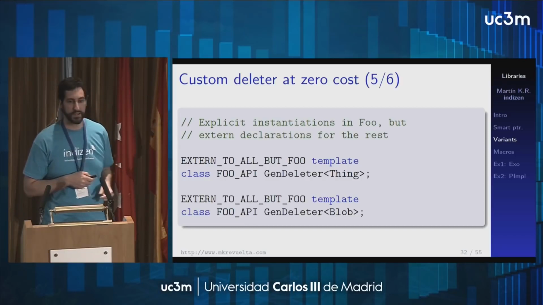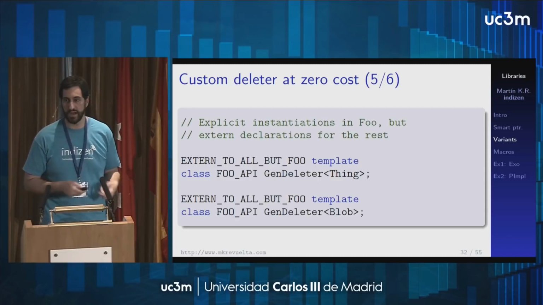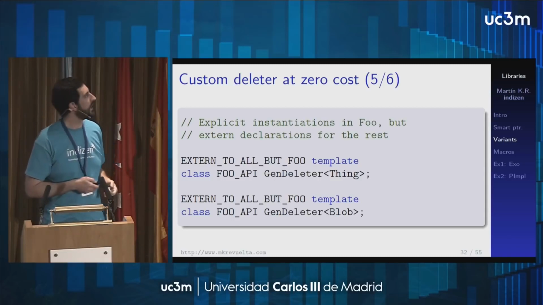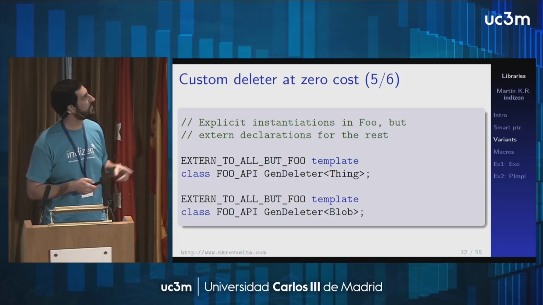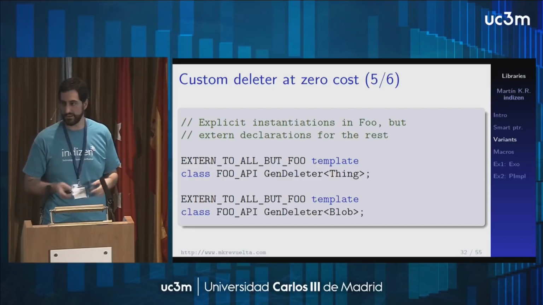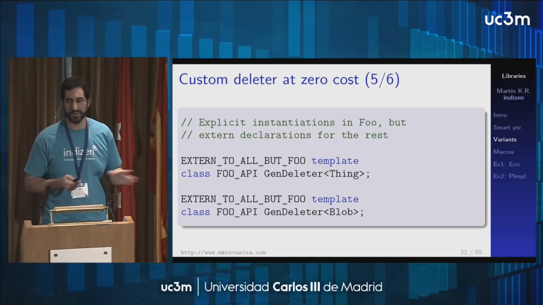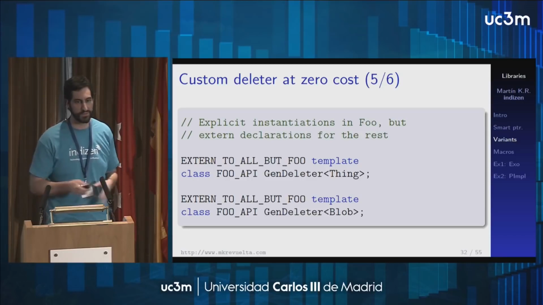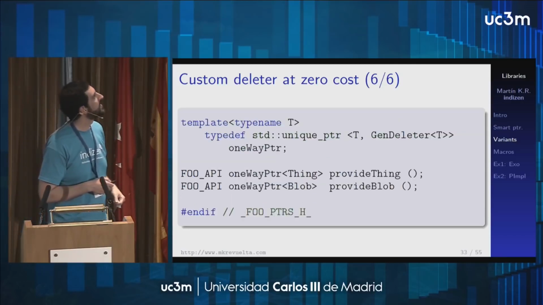Then we can instantiate our generic deleter for the two types of things. And thanks to these horrible macros, this is just a declaration, an external declaration for the client. This is the only way I found to do this, making it cross-compatible, working with different compilers, platforms, whatever.